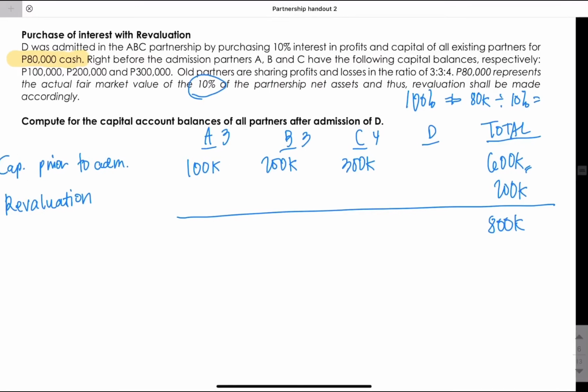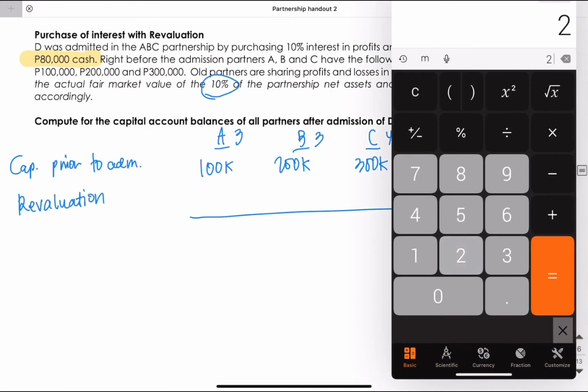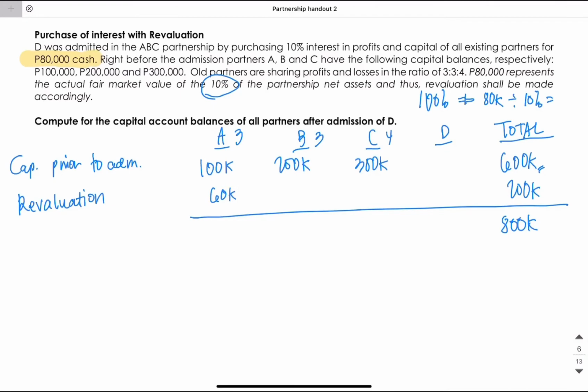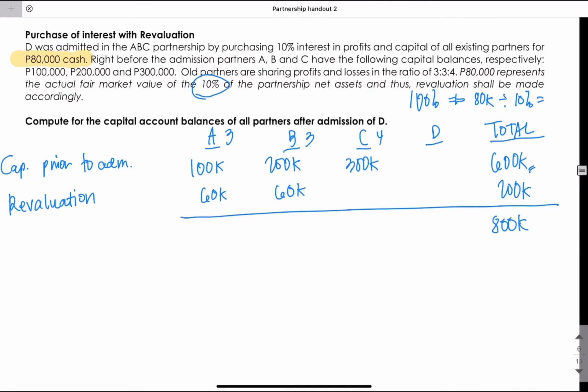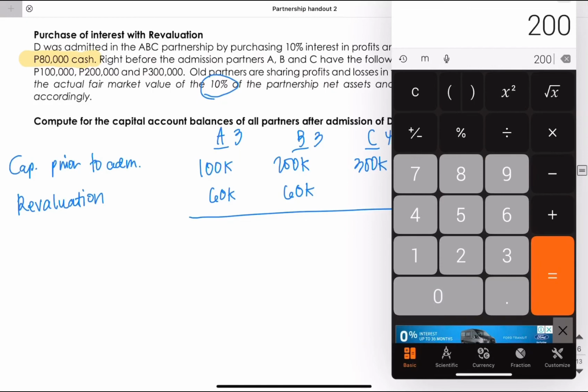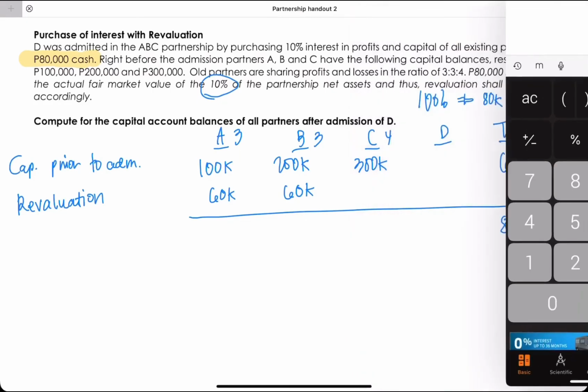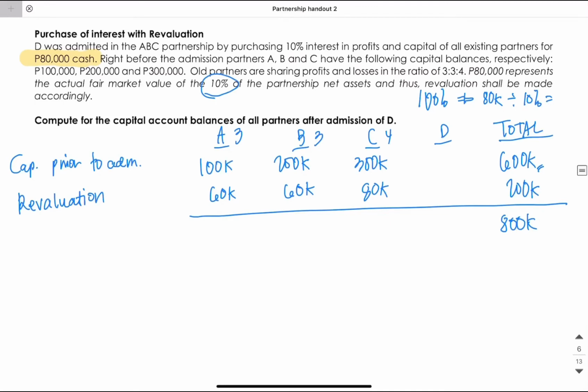So 200,000 times 30%, that is 60,000. So 60 plus 60, and then 200,000 times 40%. So that is 80,000 pesos. So this will be the adjusted capital balance, but still prior to admission. So 160,000, 260,000, and then 380,000.